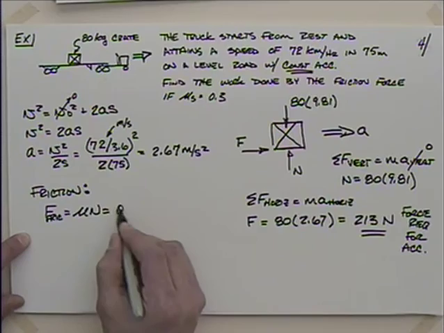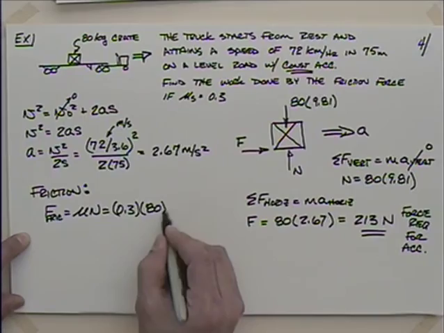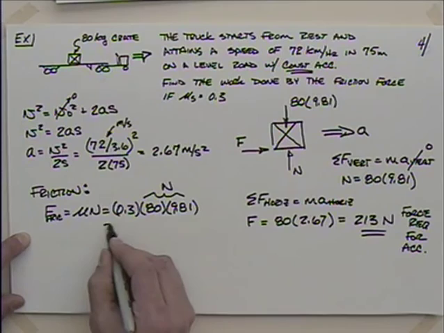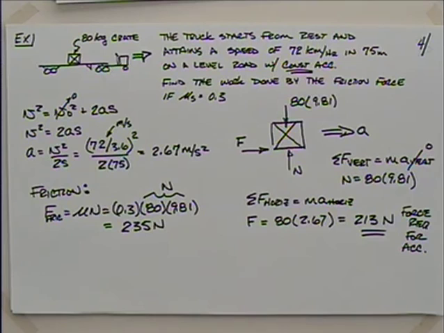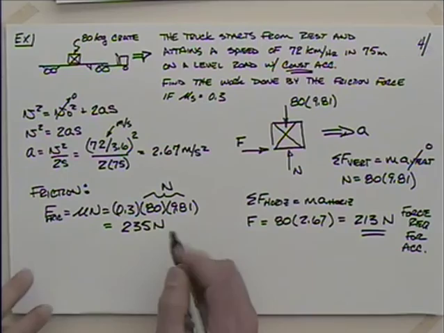What's our coefficient of friction? 0.3 times what's our normal force? 80 times 9.81. So this is the normal force. And we get a number here that is 235. Okay, so that's the force that friction will deliver. Well, we should be happy because this is greater than 213, so it's not going to slip off the truck, right?